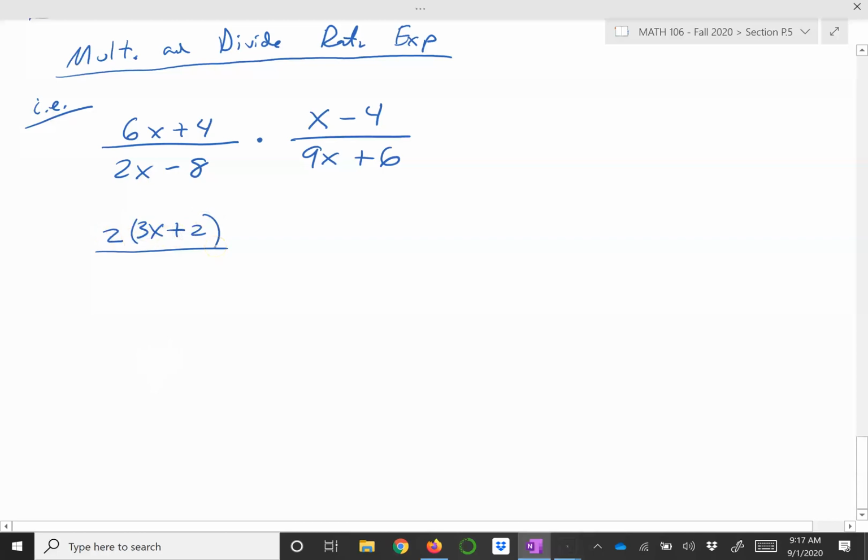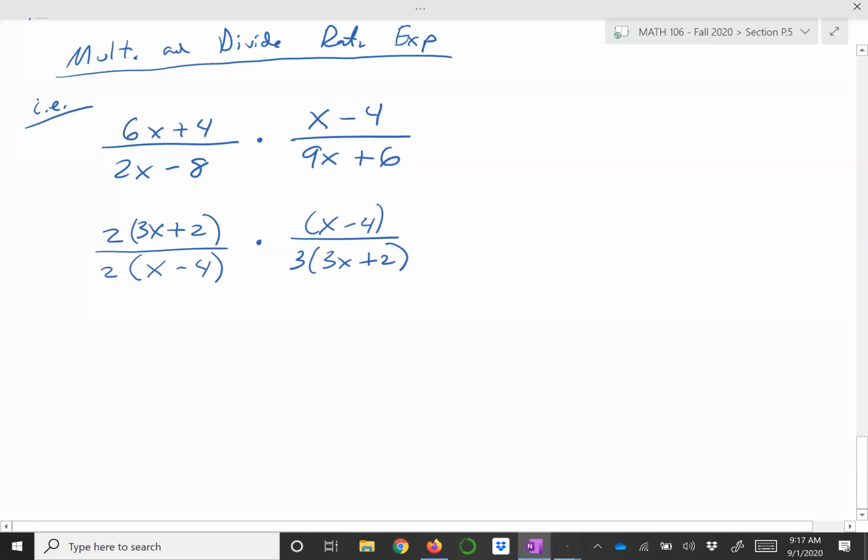Okay. Let's do the denominator. Again, I'm going to factor out a 2 and be left with an x minus 4. And then times, so before I do any multiplying, I just factor. I can't factor the x minus 4, so I'll leave that alone. And then 9x plus 6, I can factor out a 3 and get 3x plus 2. Okay. So far, so good.